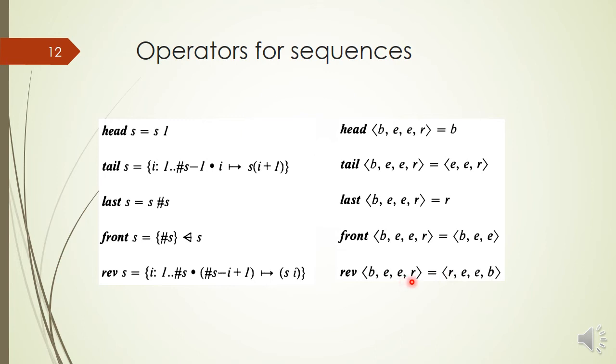Now the fourth index would be the first index, and the third index would be the second index, and so on. We actually reverse the order of a sequence by applying the reverse operator. These are special kinds of operators which are only used for sequences, and these operators are not applicable for simple functions or sets.